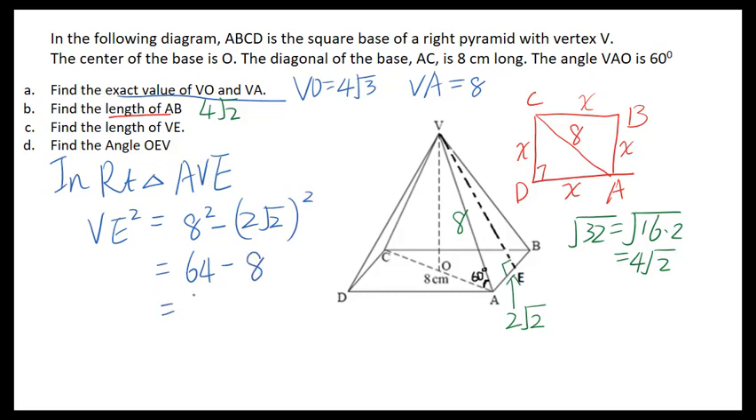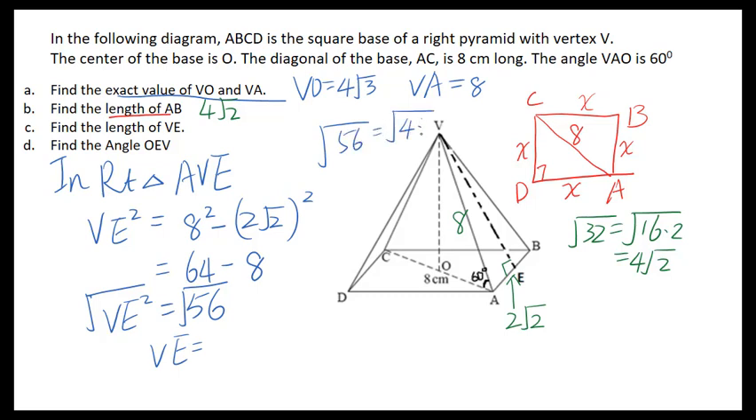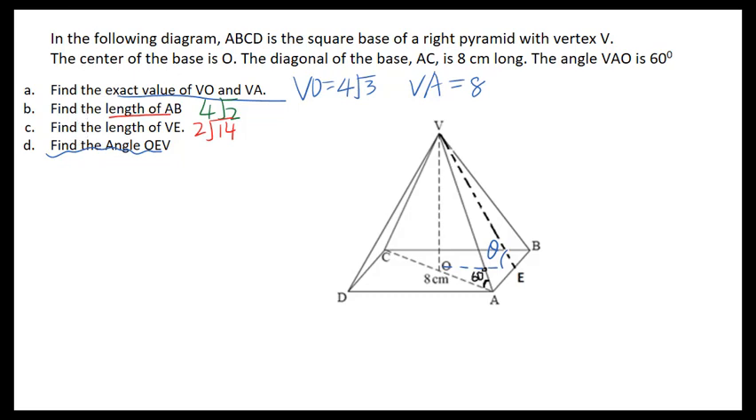So you will get 56. For VE squared equals 56, then we can take the square root of both sides. VE equals the square root of 56, you can get 4 times 14. So you get 2 square root of 14. That's 2 square root of 14 will be the VE. Let's go to D. Find the angle OEV.